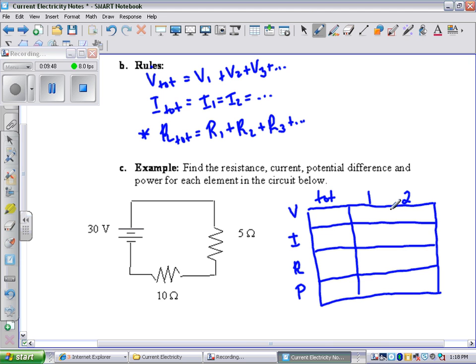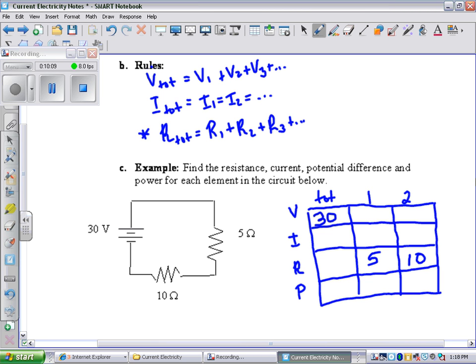So now I can fill in my givens. My given in this problem is that the total voltage is 30 volts. The first resistor has a resistance of 5 ohms, and the second resistor has a resistance of 10 ohms. And now we have to try and figure out the rest of the chart.